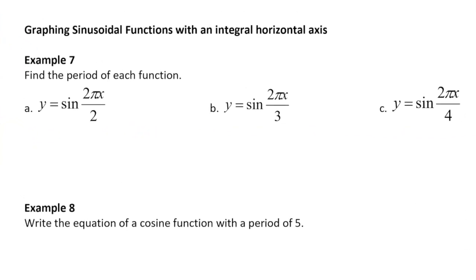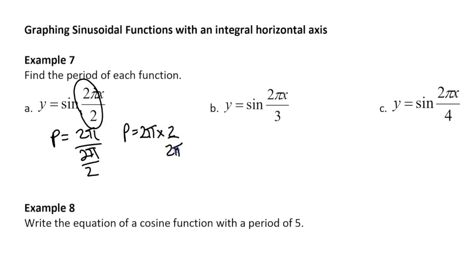Okay, so now we've got a couple examples. We're saying, let's find the period of each of these functions, and maybe we could generalize some sort of pattern that emerges from this. Okay, so we know that our period is going to equal 2 pi over the b value, and in this case, our b value is a little strange. It's 2 pi over 2. Well, if you have 2 pi divided by 2 pi over 2, that'd be like saying 2 pi times 2 over 2 pi, and we'd be just left with 2.